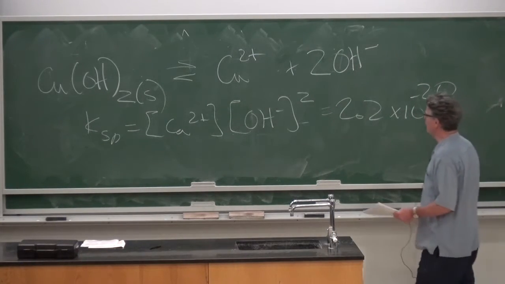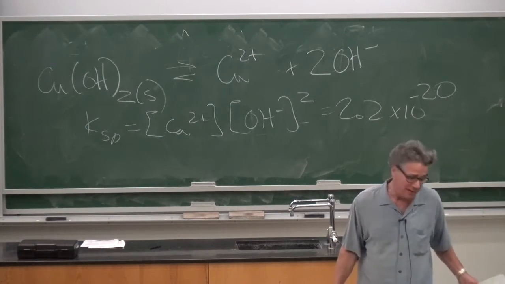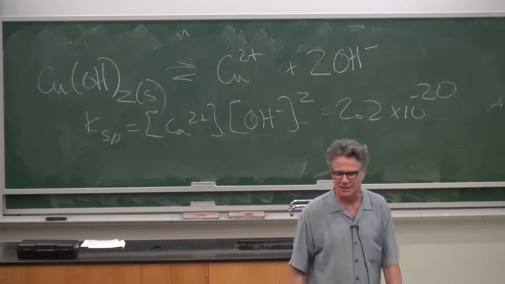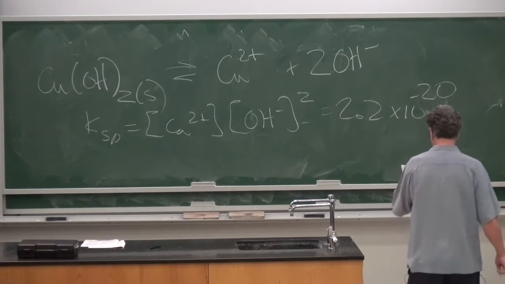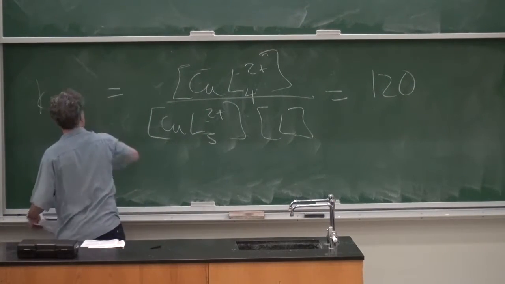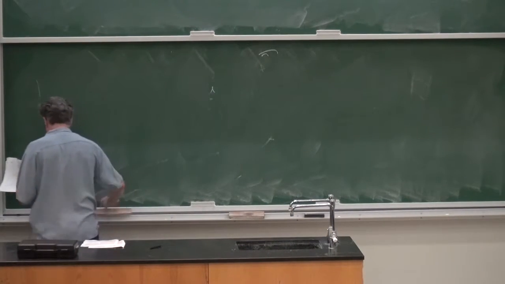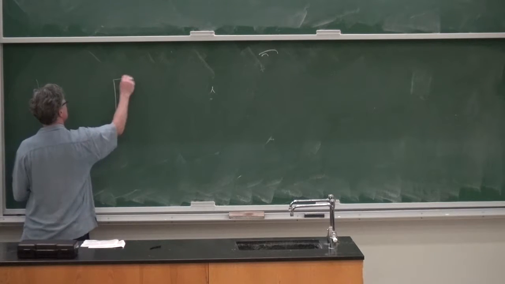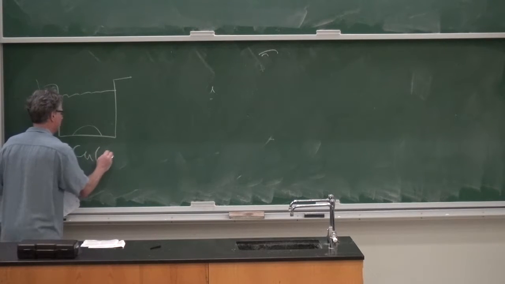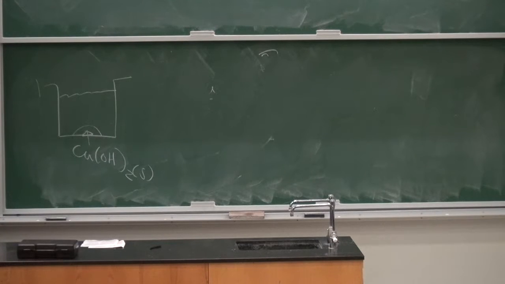okay, but so you say, wow, that's a pretty insoluble material. Boy, if I have any copper and any hydroxide at all, boom, out comes crashing my copper hydroxide. How can I prevent that? Well, what if here I have my beaker and I had copper hydroxide and oh, it precipitated out. What if I added some ammonia to it?